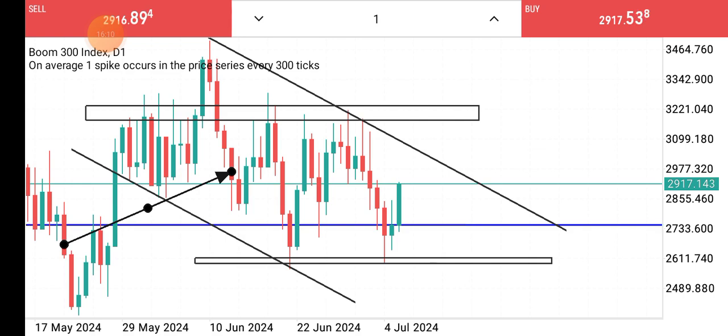You want to see the current day's candlestick go above it, then come back to retest, then from there you get an entry and buy to the upside. So this thing will play out. I'm showing you how you can also use it to trade the spikes that are happening today on this Boom 300. So let's go to the 15 minutes time frame, guys.